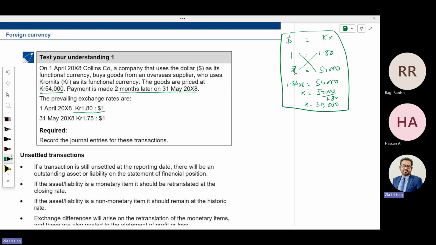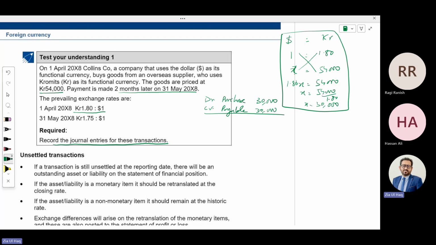So we will record the journal entries for these transactions. First we need to record the purchase entry. So debit purchase with how much? $30,000, and credit payable with $30,000.